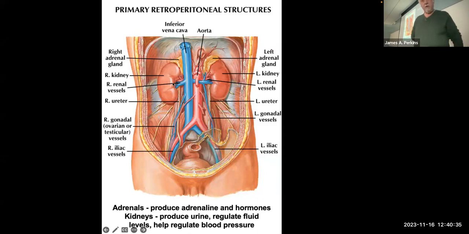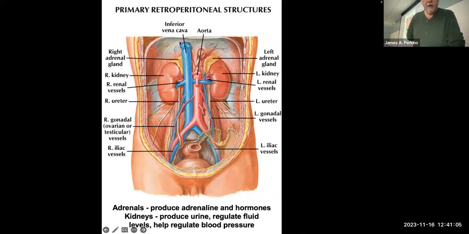There's also a difference in the gonadal veins. So again, either testicular or ovarian veins. On the right-hand side, the gonadal vein drains directly into the inferior vena cava. But on the left side of the body, the gonadal vein is actually going to flow up and flow into the left renal vein. So in other words, sort of flowing indirectly into the inferior vena cava by way of the left renal vein.